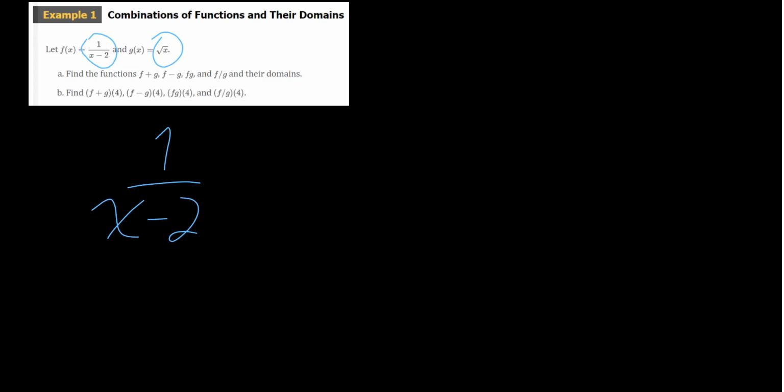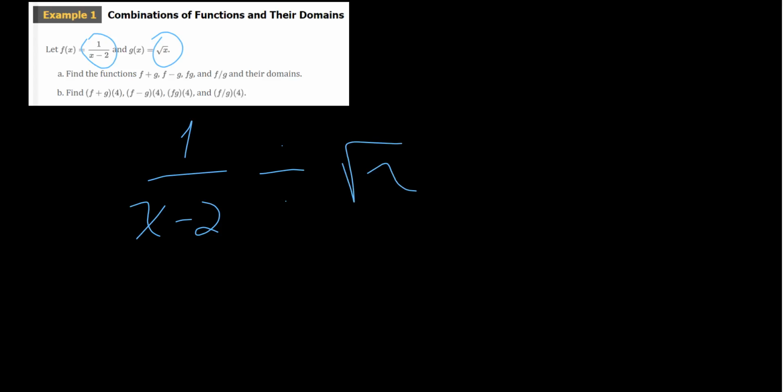Okay. And then f over g, again, it just becomes a fraction. This is actually a good fraction to work out, though. So it would be 1 over x minus 2, and it's divided by the square root of x. So if I take this and I divide it by the square root of x, okay, it looks like this.